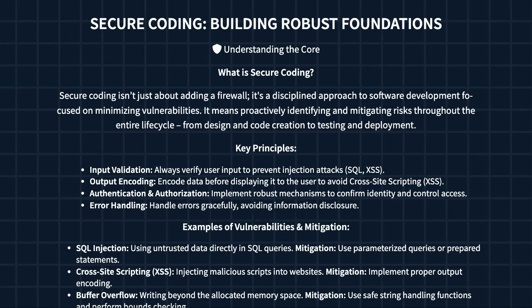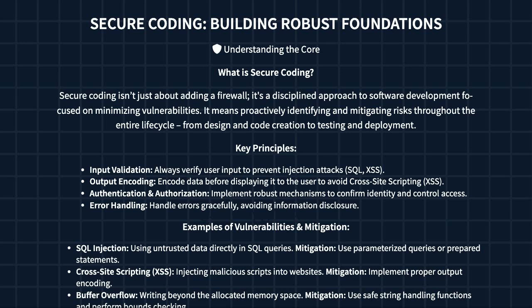Okay, let's talk about secure coding. It's a really important topic when we're building software. Basically, it's all about intentionally designing and writing code in a way that actively prevents security vulnerabilities from creeping in. It's not just an afterthought, it needs to be baked into the process from day one. We focus on things like making sure any data coming from the user, their inputs, is checked thoroughly, so we don't accidentally let malicious code through. Then, when we display information back to the user, we make sure that data is properly encoded to prevent it from being used against them. And of course, strong authentication and authorization are key to protecting access.